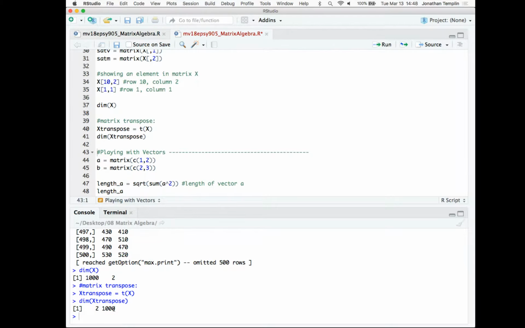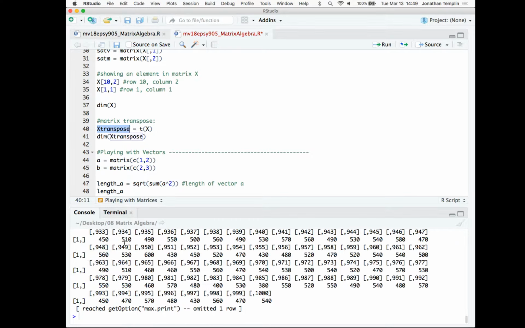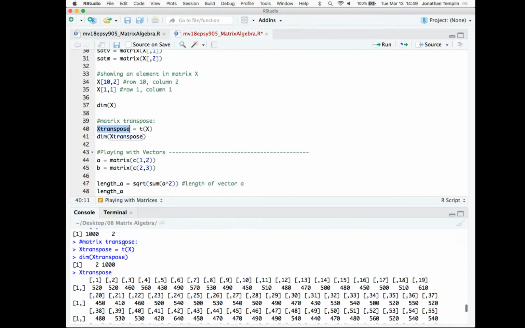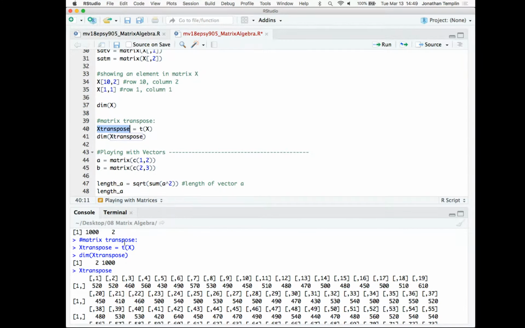And so X transpose looks like this, although it doesn't print as well because it's trying to put all the first row in first and the second row second. I bet I could do that.